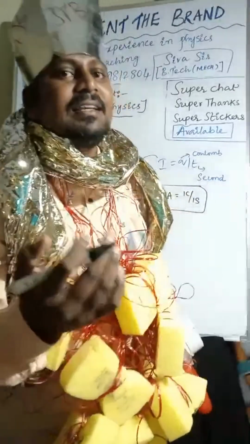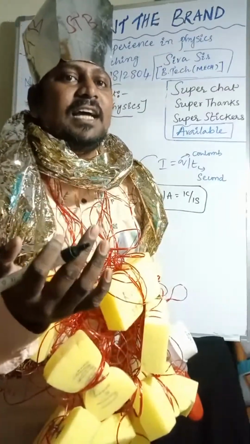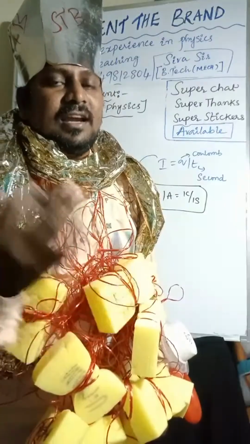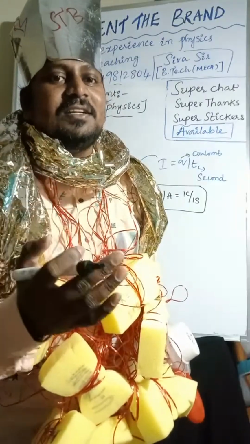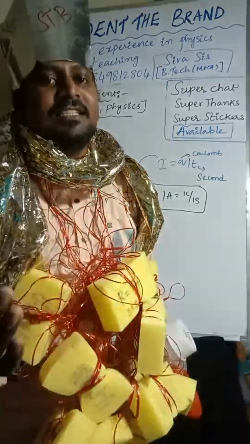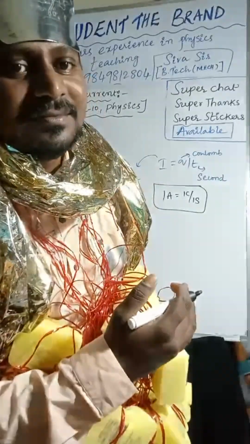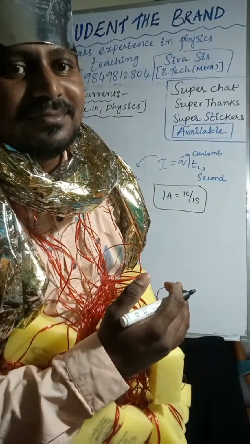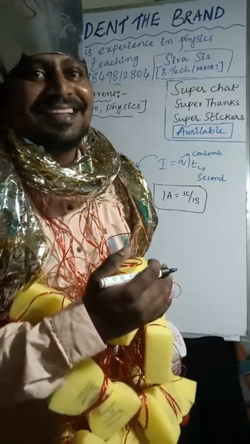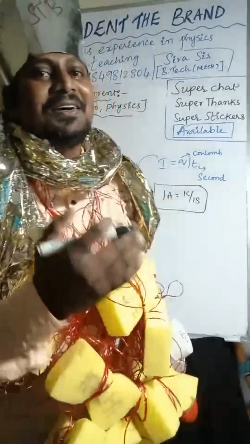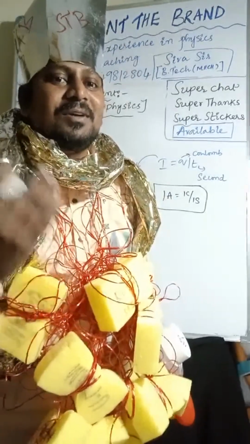So current is nothing but I equal to Q by T. The rate of flow of charge is called electric current. SI unit of current is ampere, SI unit of charge is coulomb, SI unit of time is second. So 1 ampere equal to 1 coulomb per 1 second.